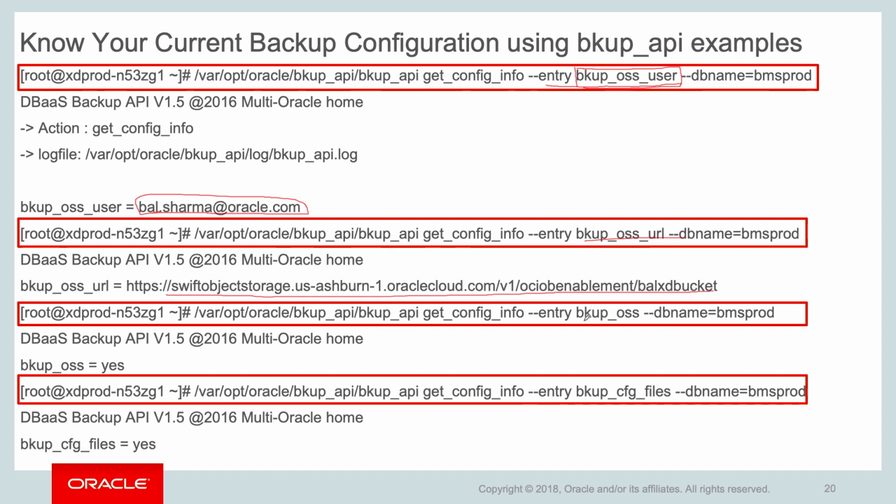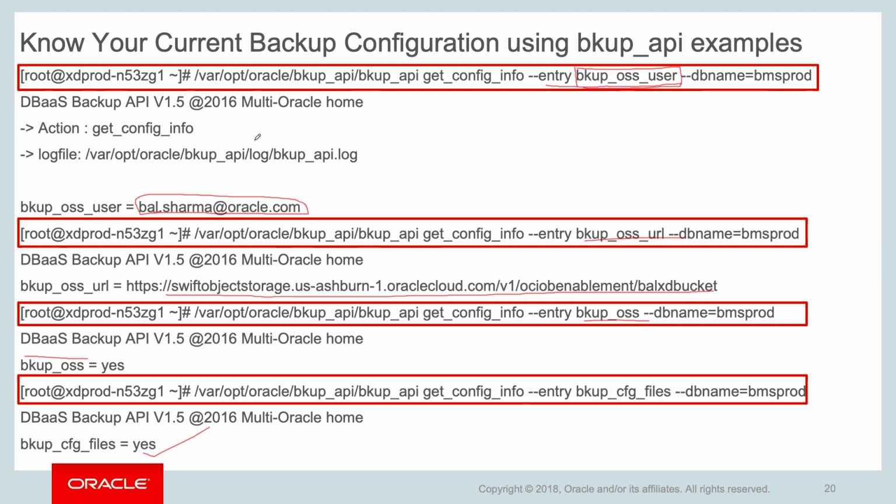Here I want to know the value of backup underscore OSS. Backup OSS tells you if you have a cloud backup set. It is set to yes, which means I have a cloud backup enabled. Backup configuration files equals yes. So the backup configuration file value is set here, and it is showing that we have this parameter set. So this is one example of how you will know different values of your current backup configuration.